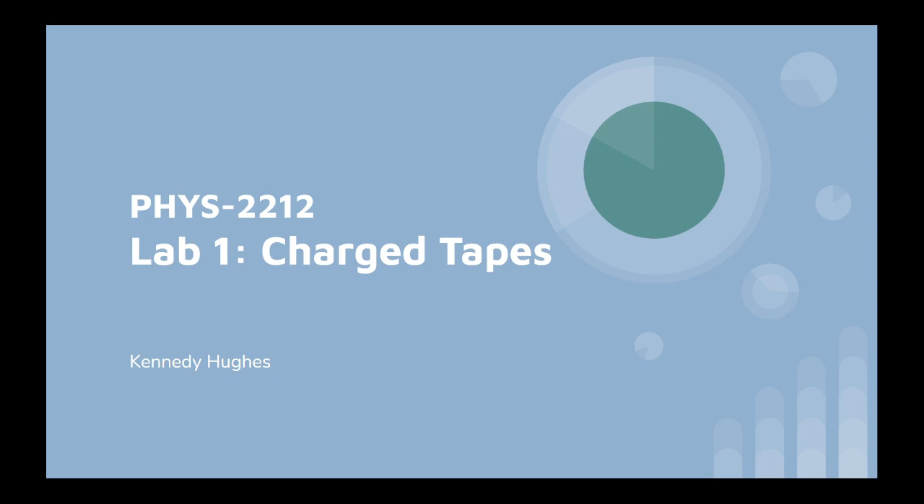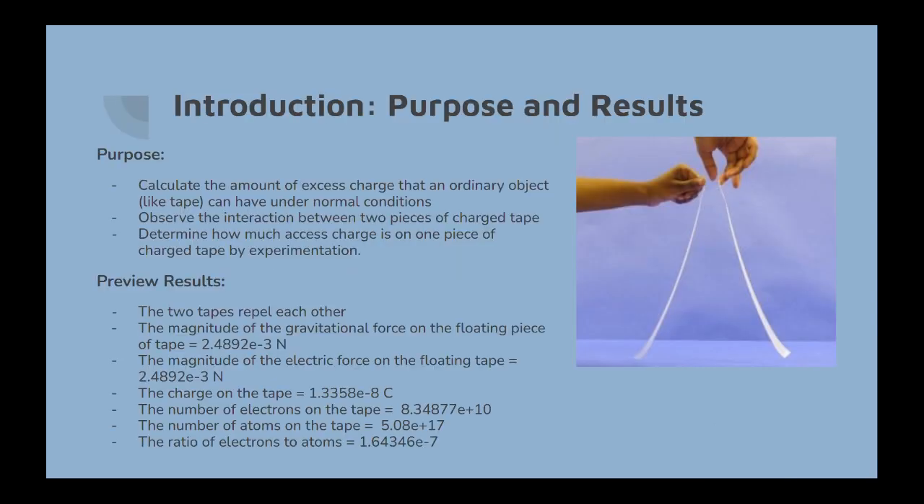This is Lab 1, charged tapes. The purpose of this lab is to calculate the amount of excess charge that an ordinary object like tape can have under normal conditions. We will observe the interaction between two pieces of charged tape and determine how much excess charge is on one piece of charged tape.